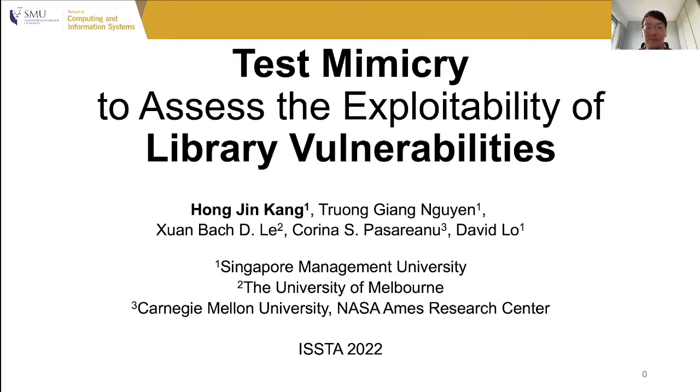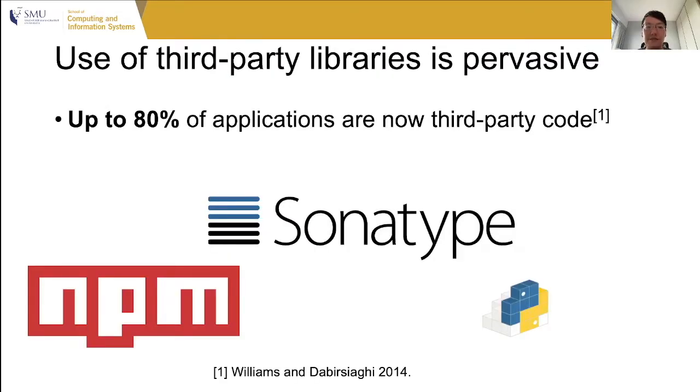Hi everyone, my name is Hong Jin, and now I will present our work on test mimicry to assess the exploitability of library vulnerabilities. Modern software development involves the heavy use of third-party libraries, and it has been estimated that up to 80% of applications are now third-party code. This widens the attack surface for malicious attackers, and it is therefore important for software engineers to be aware of the risk of vulnerabilities in the libraries that they use.